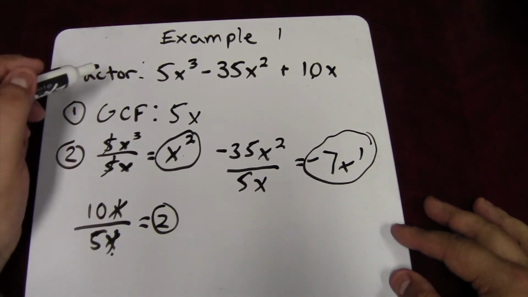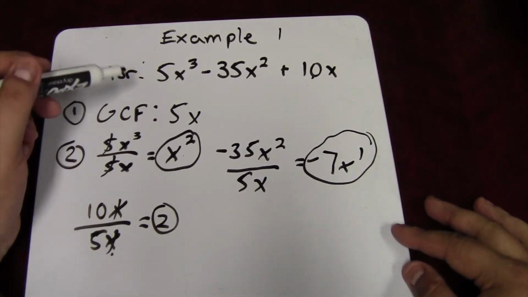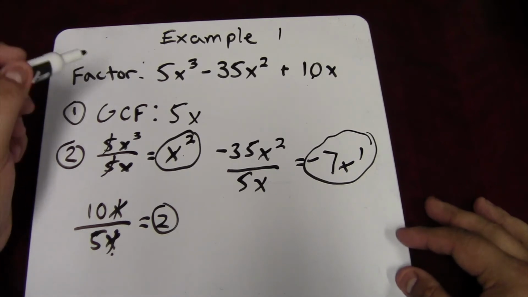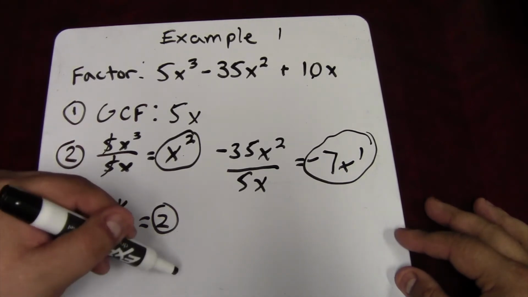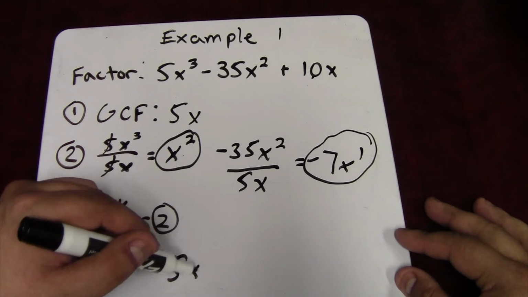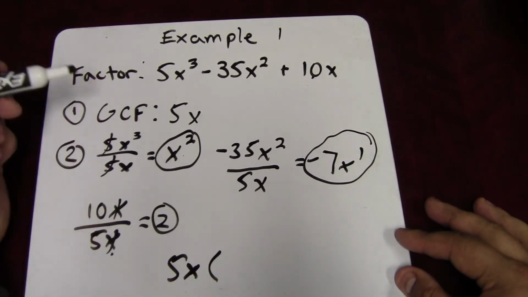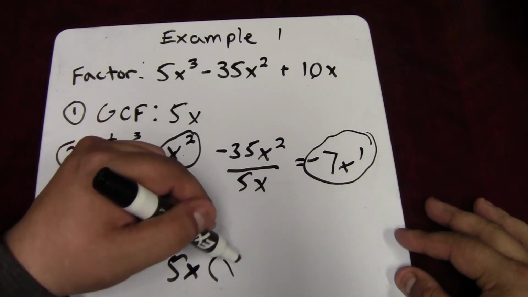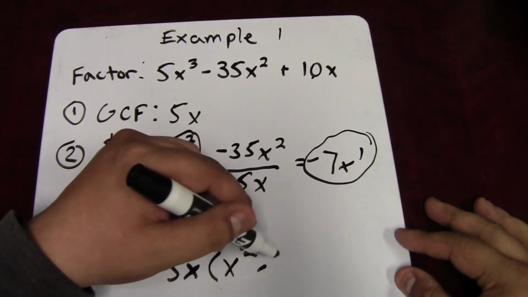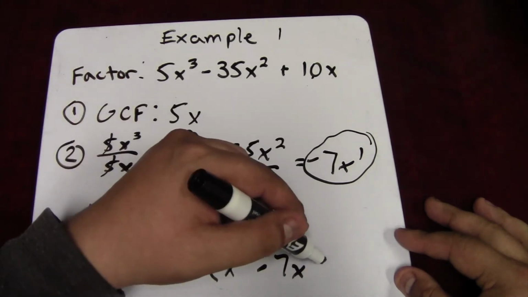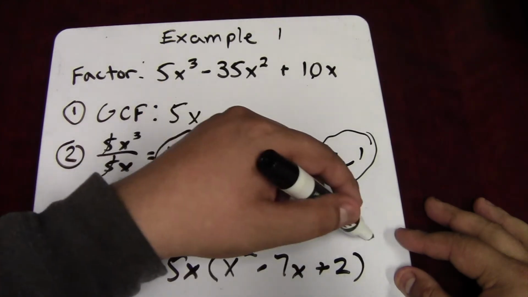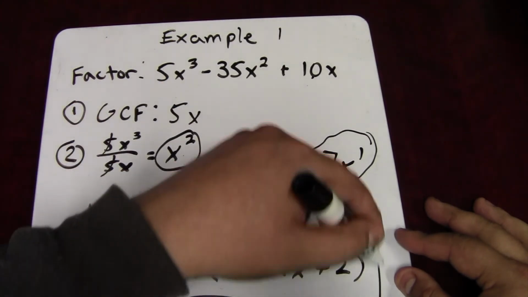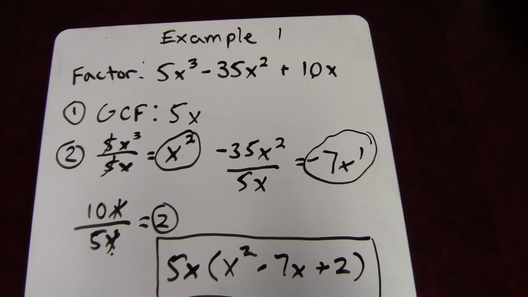Once you've done this, the way that you write out the factored form is you write it like this. 5x all multiplied into x squared minus 7x plus 2. And that's how you would write this solution in factored form.